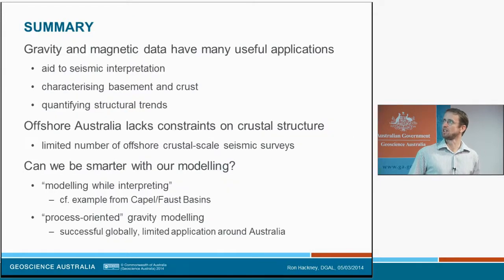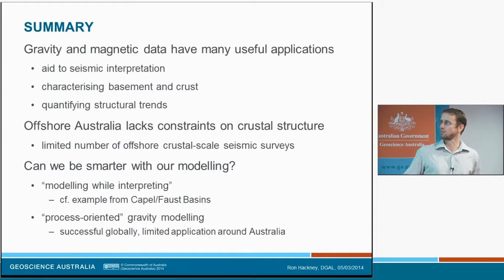Okay, so just in summary, hopefully I've demonstrated to you that gravity and magnetic data have plenty of useful applications. They're a useful aid to interpreting the seismic data. They can give us extra information, test our interpretations, are they any better? They can help us characterise the basement and what the crust looks like. And they can also help us quantify structural trends. And that's something I haven't touched on today because there's just not enough time. But again, you can ask me about that if you wish.